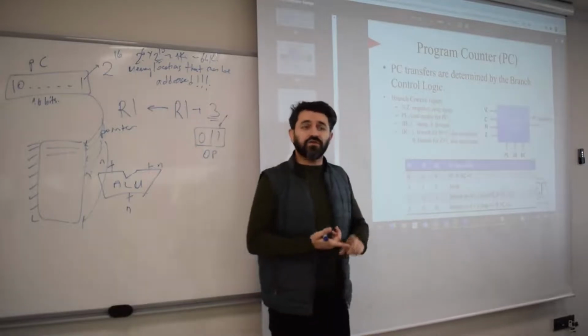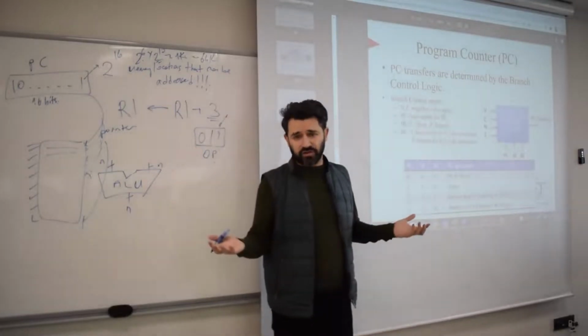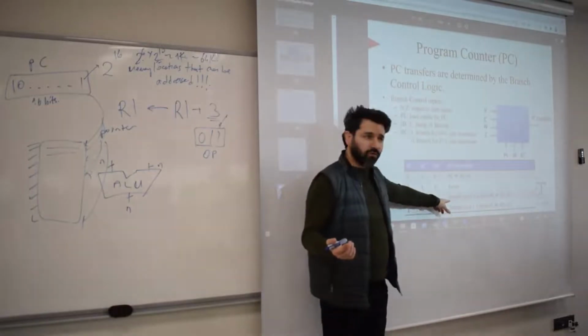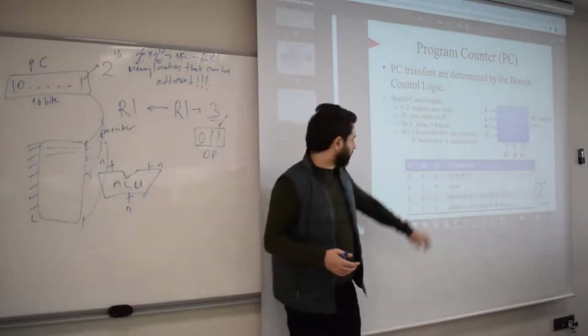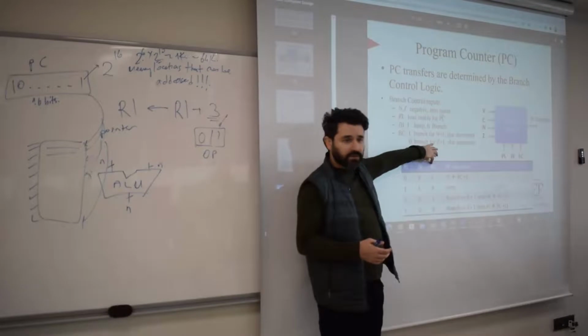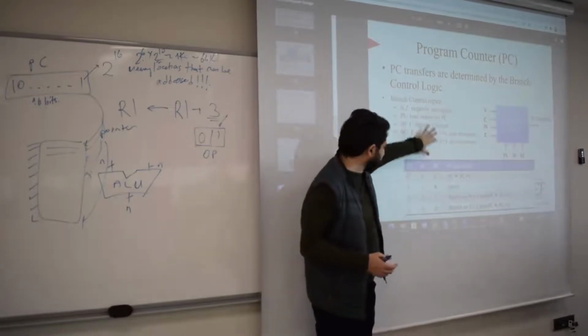The next question, if it's a branch, then which type of branch is that? Is it branch on negative or branch on 0? And that is the BC control bit that tells you which one it is. The rest of them are just don't cares.